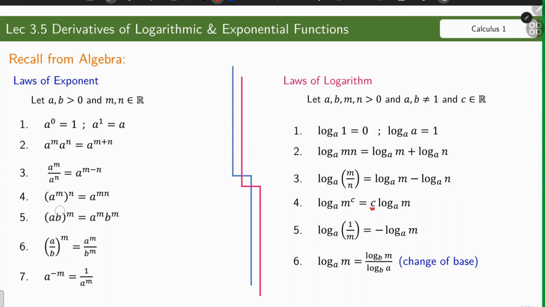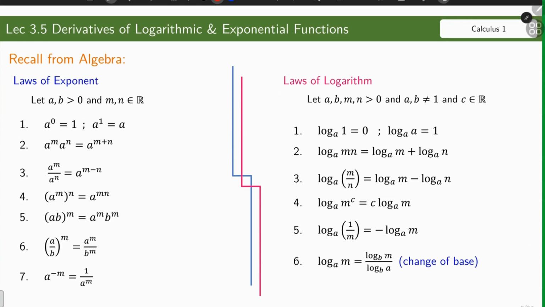And finally, we have here the logarithm of M to the base A. Using the change of base, we can actually introduce another base, B. Okay? So this will become equal to logarithm of M to the base B over logarithm of A to the base B. Let us give an example for each.